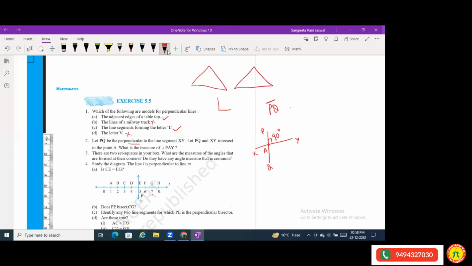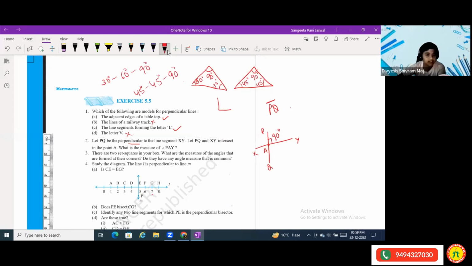The angle measures of these set squares: in one set square, one angle is 90 degrees, the other angles are 60 degrees and 30 degrees. In another set square, the angles are 90 degrees, 45 degrees, and again 45 degrees. One is an isosceles set square. If you want, you can measure it and check your set squares. So these are the measurements: 30, 60, and 90, and 45, 45, and 90 degrees.